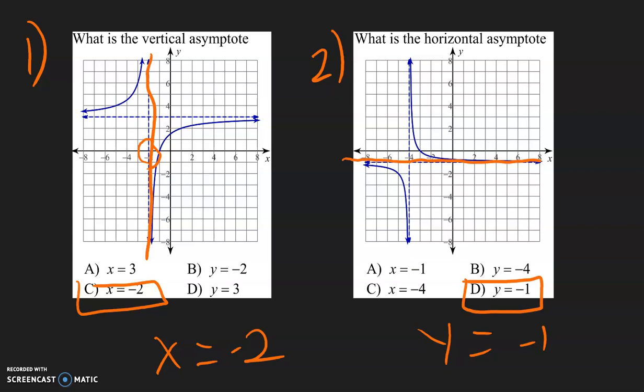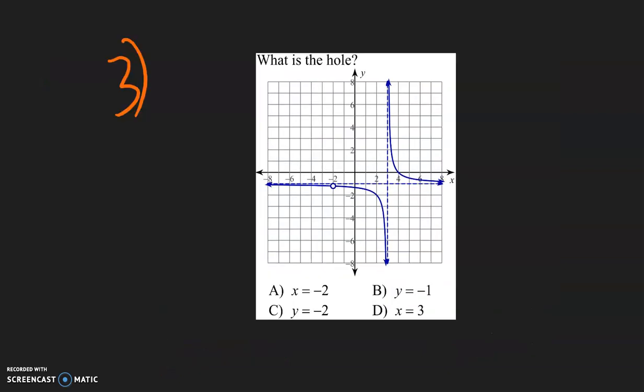So be careful to look at where it actually crosses. A lot of students think horizontal means x equals and vertical means y equals. That is not the case. Number 3 asks for where is the hole. Here's the hole, and the x value of the hole is at -2, letter A.